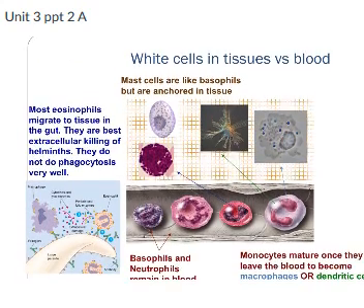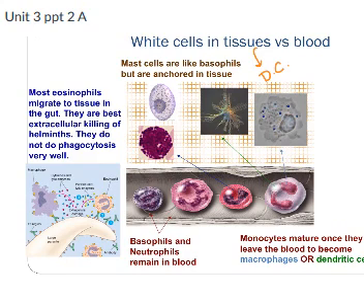So we have these white blood cells. They're in the tissues versus in the blood. The ones that are in the tissues are the ones that are anchored. So I'm just going to write DC, which is short for dendritic cells. And in the blood, we have the rest of them that are moving around. Some information about all of these cells is, as I mentioned before, eosinophils is best at killing off helminthic infections.